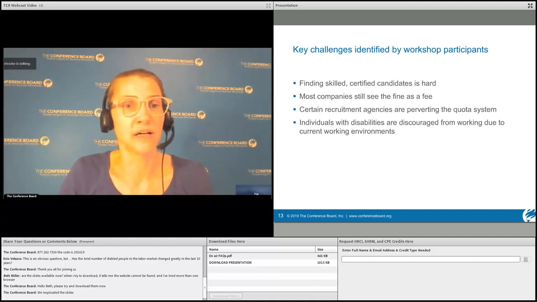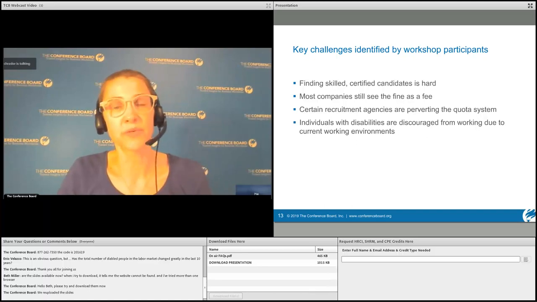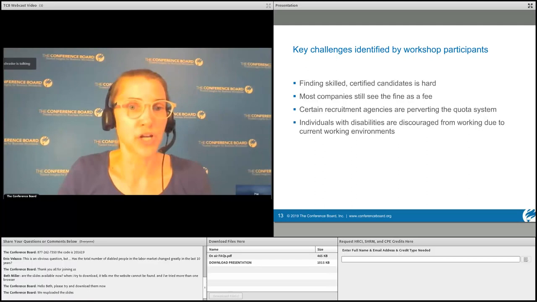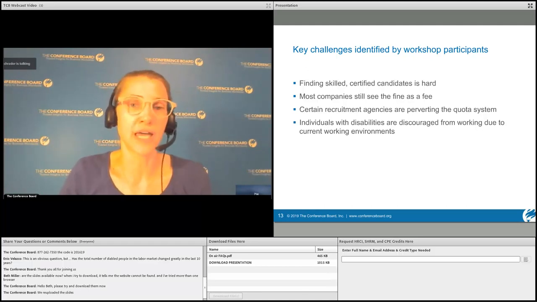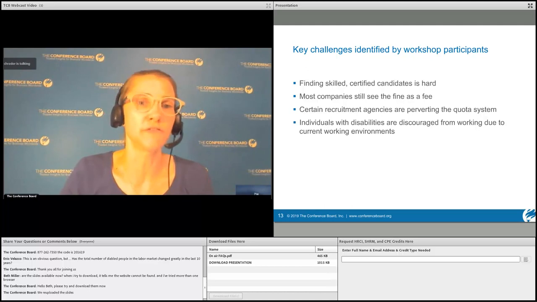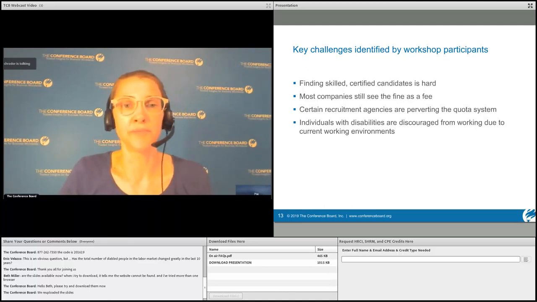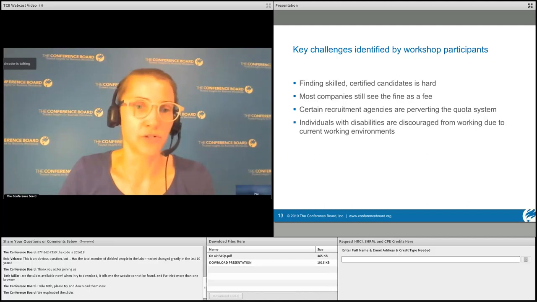Another issue is that many companies still see the fine really more as a fee. When we were talking around the room, the share of companies actually meeting that quota, that 1.5%, is very, very low. The vast majority of companies are not able to meet that 1.5%, and they're paying the fine, and they're paying it very easily. So again, it's almost considered a fee, right? So there isn't any kind of strong incentive to overcome it.